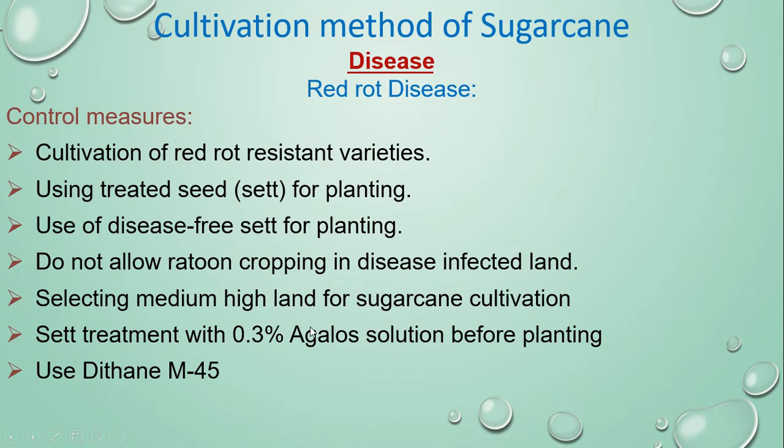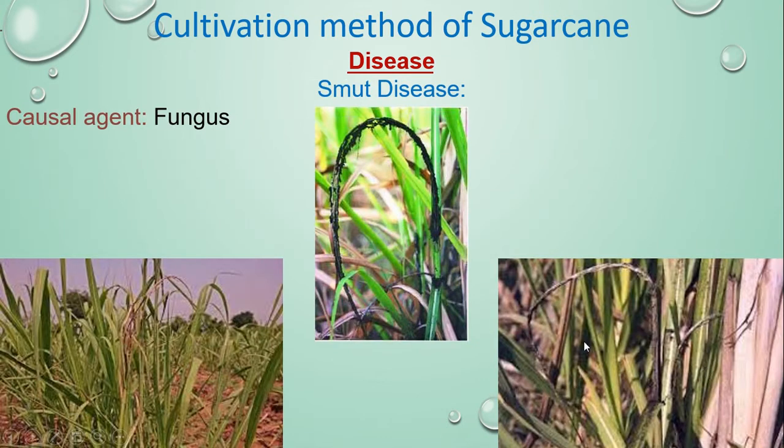Sometimes I told you airborne, fog borne, or seed borne. And definitely treat the seed with 0.3% Agallol solution before planting, and use Dithane M-45. And you have to follow this control measure definitely, because I told you this is very harmful for sugarcane cultivation.